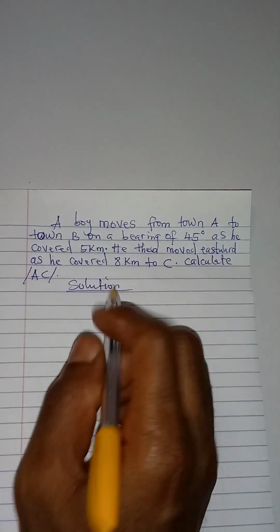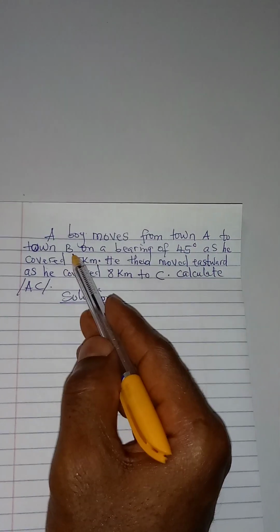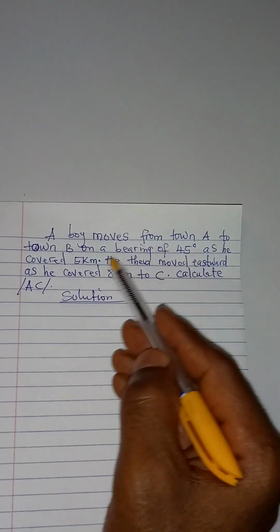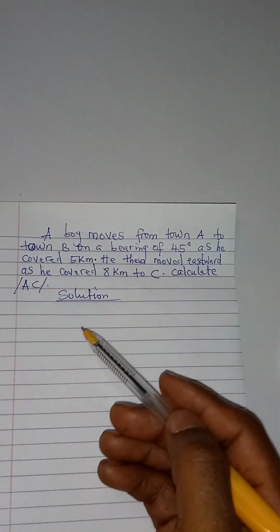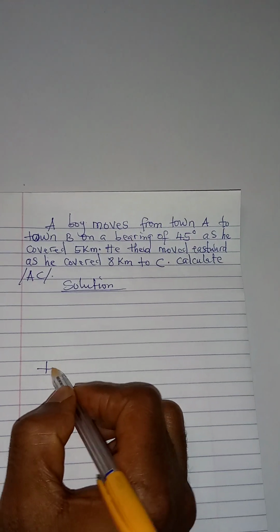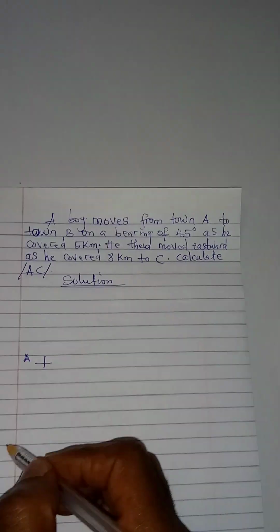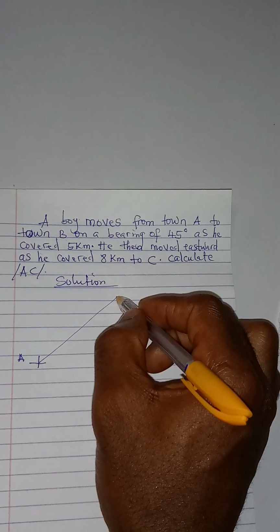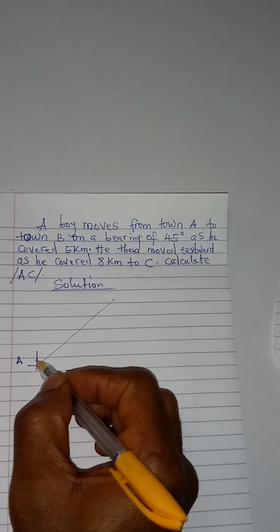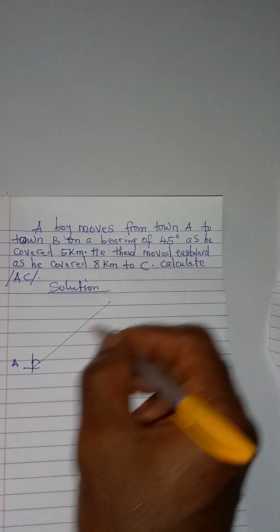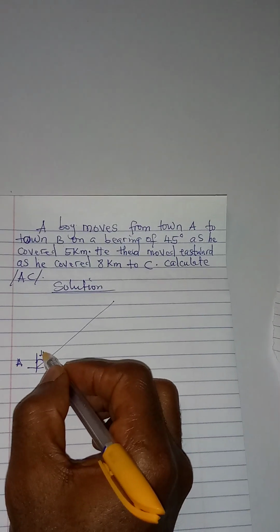A boy moves from town A to town B on a bearing of 45. Now let's present that diagrammatically. The boy is moving from this point called point A, and he moved to point B on a bearing of 45 degrees. That means the angle from the north to this line is 45 degrees.